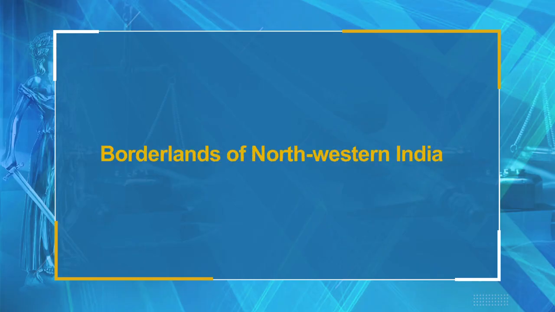In Mehrgarh, which is located in Pakistan, people mostly ate wheat and barley. But rice was grown in central India and millet or ragi was grown at Neolithic sites in the southern part of India. Now let us look at the borderlands of northwestern India. Pakistan's Balochistan province and the Indus Plains emerged as significant areas in this region where farming and animal husbandry began in the Neolithic period.